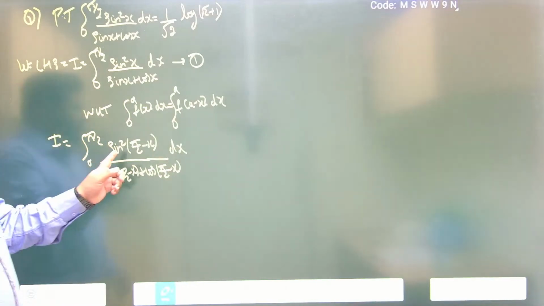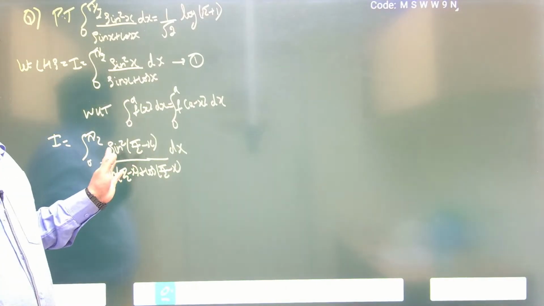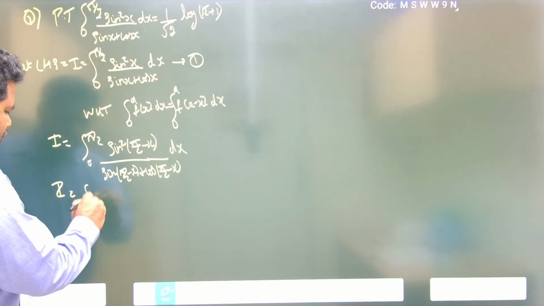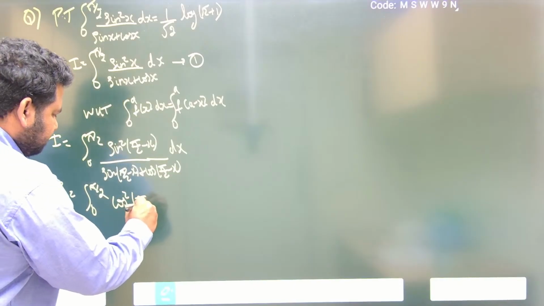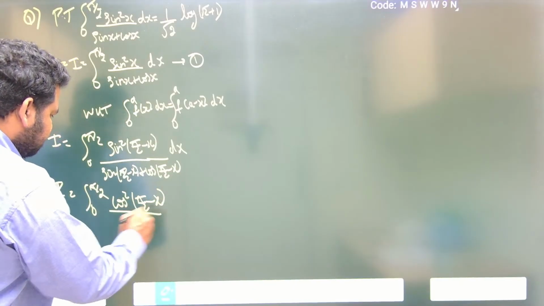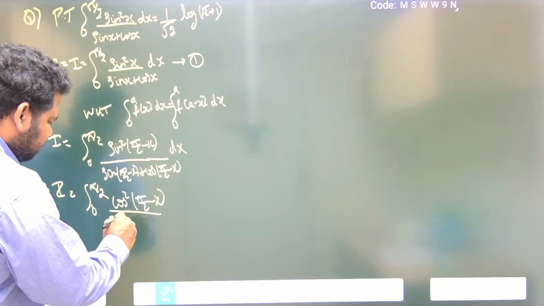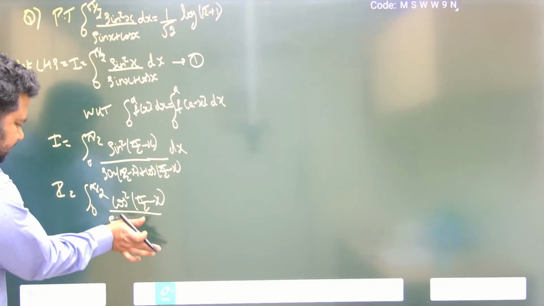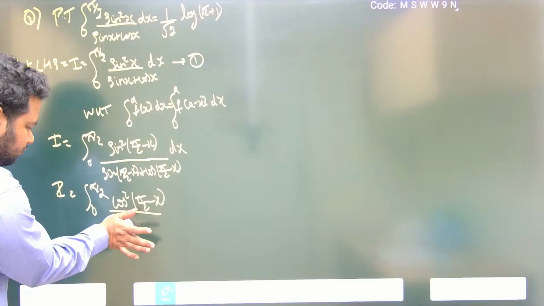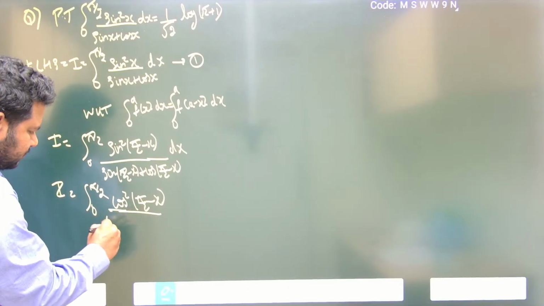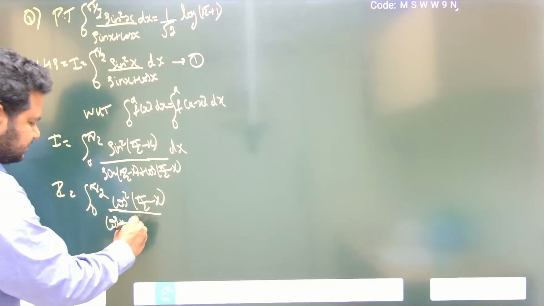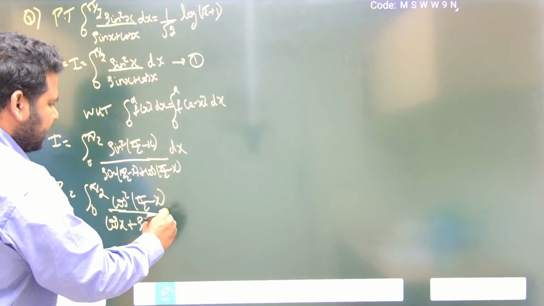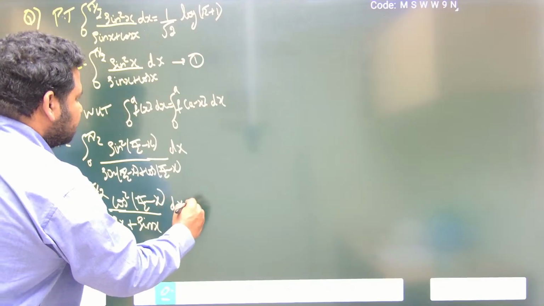Now we know that sin of pi by 2 minus x is nothing but cos x. So this will become cos square x, integral of 0 to pi by 2, divided by cos x plus sin x, dx. Cos of pi by 2 minus x is sin x. Let me write it as equation 2.